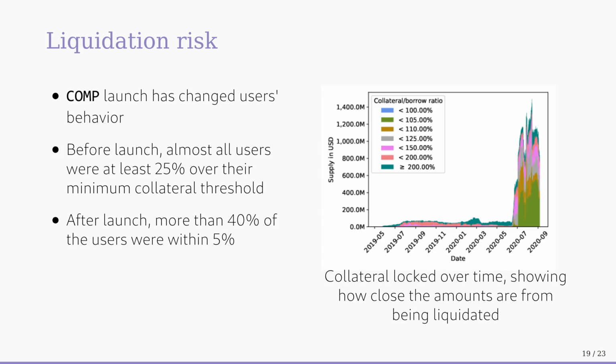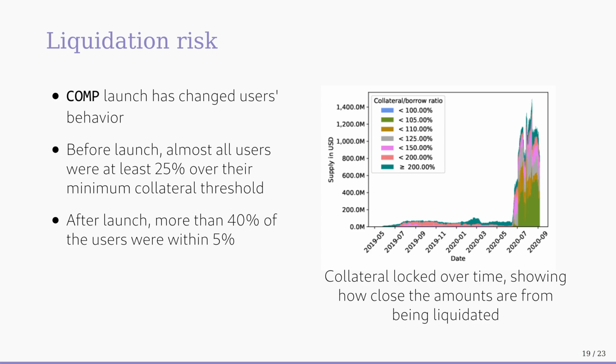And then we went on and looked at the liquidation risk. So basically, how much risk were the users taking in terms of how close they were to becoming liquidable. And we found out that user behavior has changed dramatically with the launch of Compound, and users tended to be fairly conservative before that.